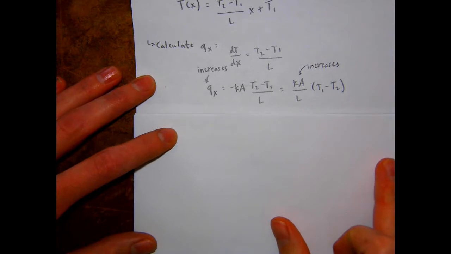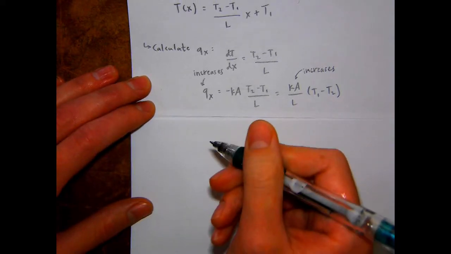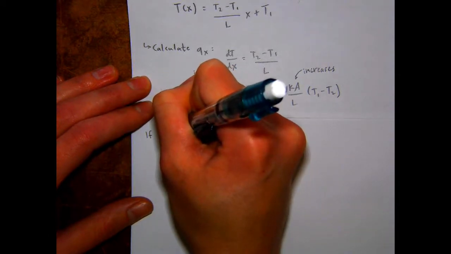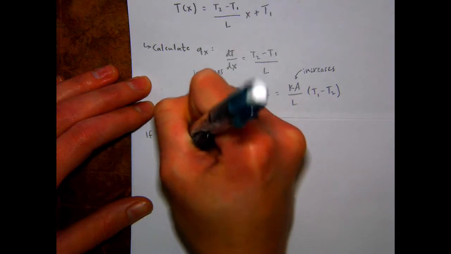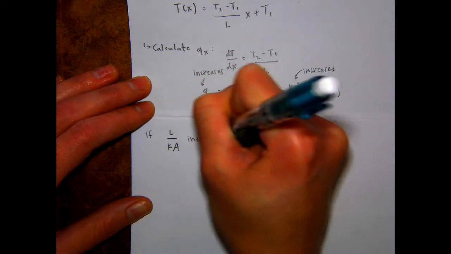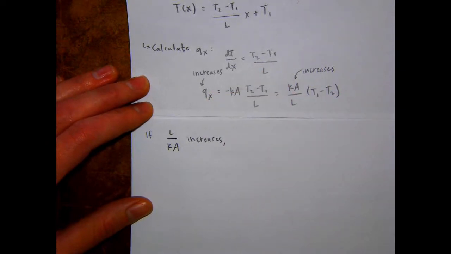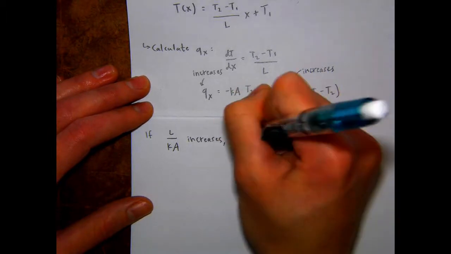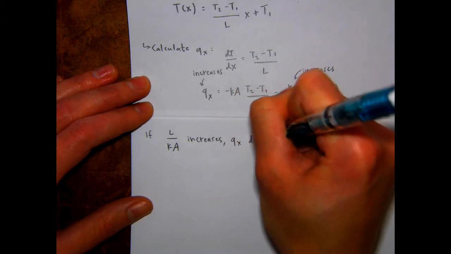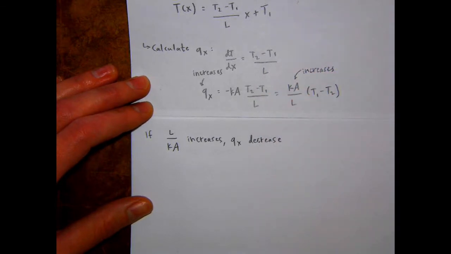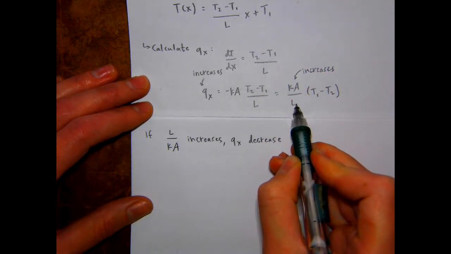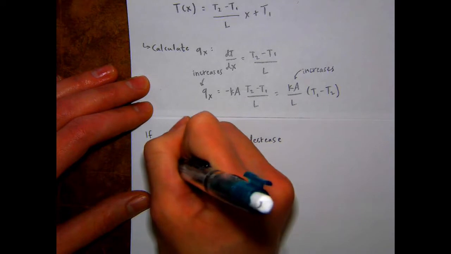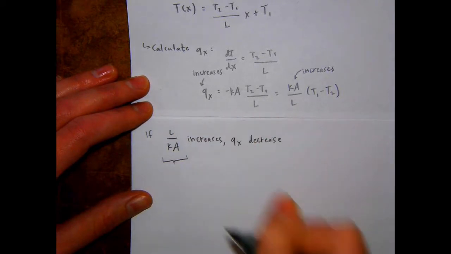So now, let's take the inverse of that, and we'll say if L over Ka increases, then what's going to happen? So now we've flipped it and said, if this quantity increases, then the heat transfer rate is going to decrease, right? Yeah, so that means that this quantity is decreasing. Its inverse is increasing. And this quantity, L over Ka, is the thermal resistance for conduction.